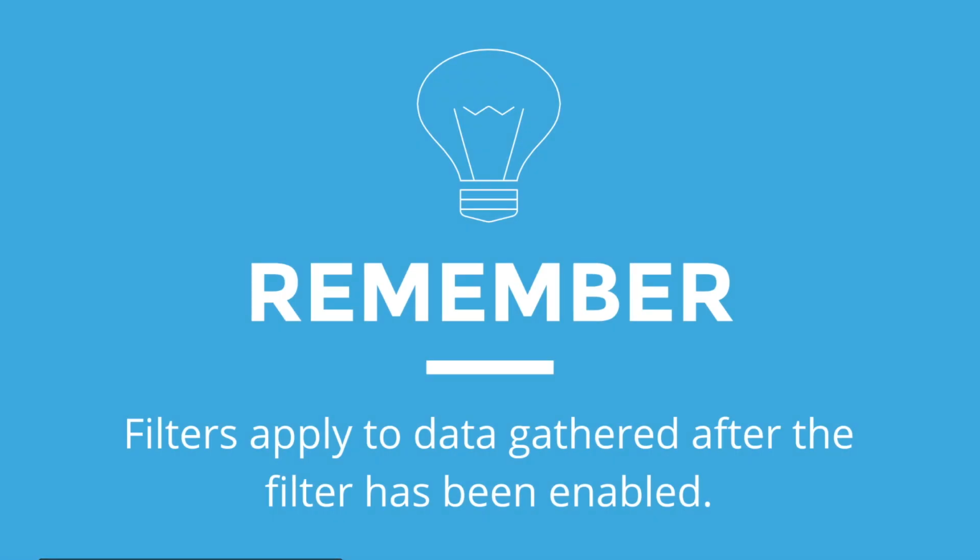Now, some things that you're going to want to keep in mind when you're dealing with filters is that they apply on a going forward basis. So they do not apply to your data retroactively. What does that mean? Well, that means if you look at your historical reports in terms of traffic, they're going to look the same as they did before you applied this. Now, filters usually take about 24 hours to apply in Google Analytics.